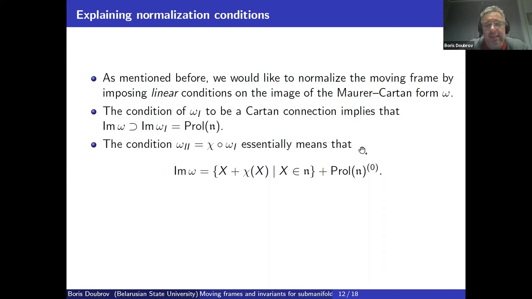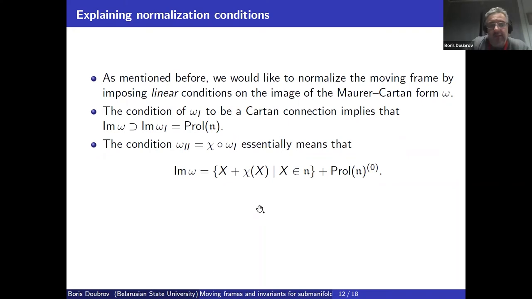And this condition essentially means that we can write down explicitly our image as follows. So we take all x in n and deform them by psi so that they become x plus psi of x for x in n. And we add all non-negative part of the prolongation. So this is exactly the image of omega defined by psi. I think that's kind of more transparent than writing this. So this condition is exactly this one.